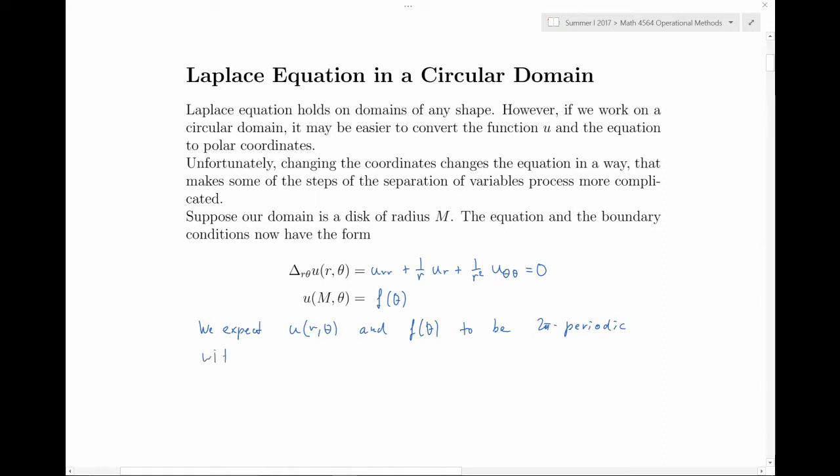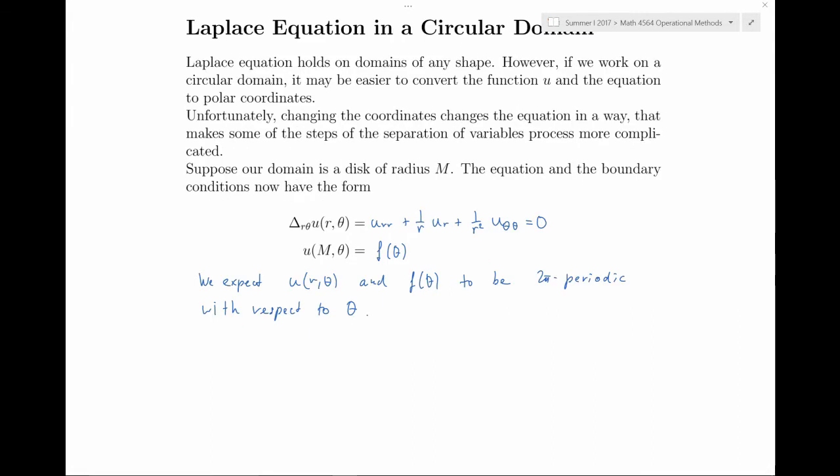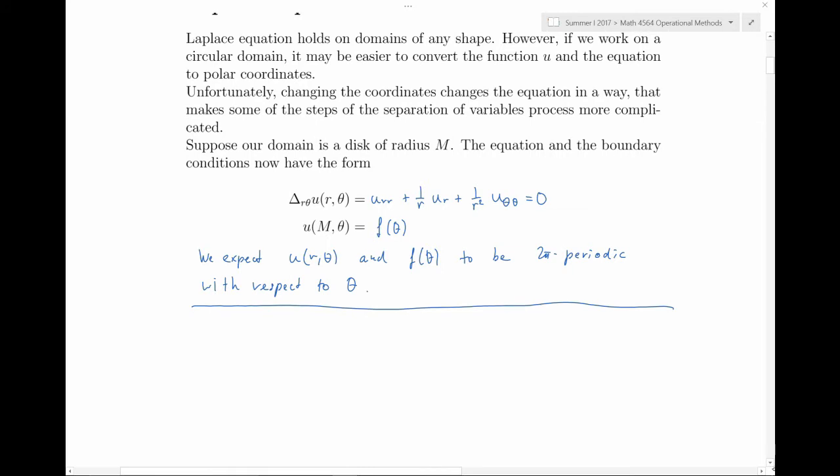with respect to variable theta. This expectation will help us to select the right kind of solutions from the method of separation of variables. So just like in the case of the x and y and t coordinates, we assume that the solution u of r, theta is the summation of building block solutions. Usually we have a constant in front of it, but we're going to see that the constants will be included into one part of the solutions.